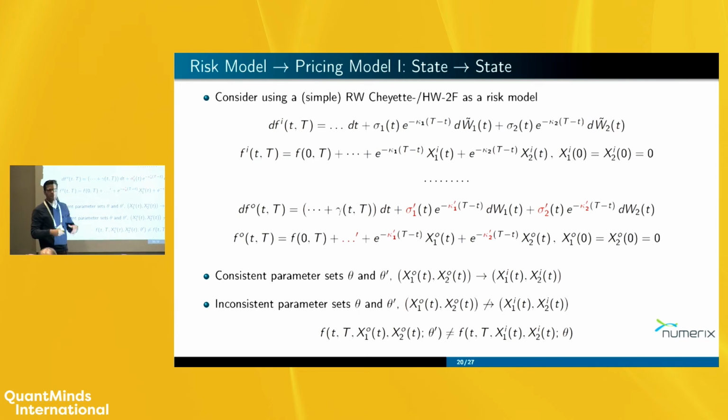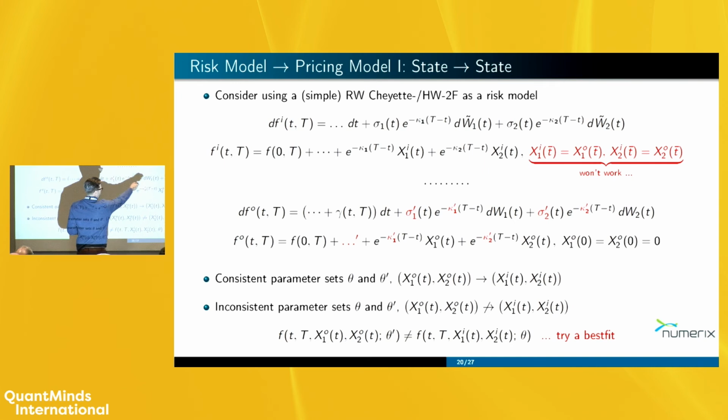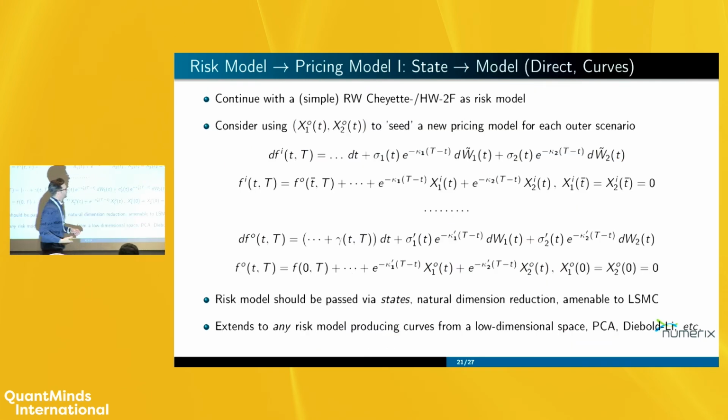One way to deal with it would be to say, okay, I can't get these to line up anymore. My forward curves have different parameters, so they don't line up. But maybe if I have my outer scenarios, I can best fit for my inner scenarios. I can try to pick the two states that are most in line with the curves coming from the risk model. I guess that's one way of doing it, but here's a better way. Yeah, you can't do this. You can't seed the inner model from these states anymore. It's just not going to work.